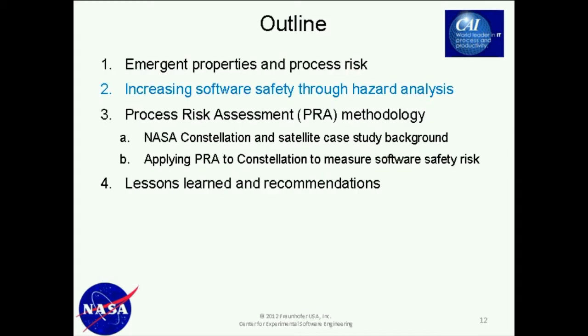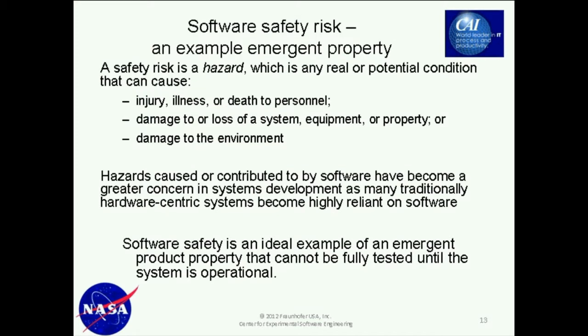We're into the next section, increasing software safety through hazard analysis, and I'm now going to be specific about software safety, which is an example of an emergent property. Let me define it for a moment for those of you who aren't as familiar, and make sure we're speaking about the same things. A safety risk is a hazard, which is any real or potential condition that can cause injury or illness or death to personnel, damage to or loss of a system, equipment, or property, or damage to the environment.